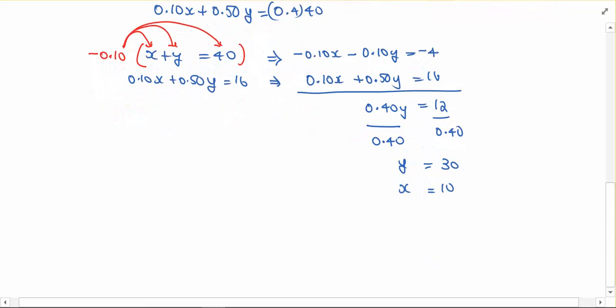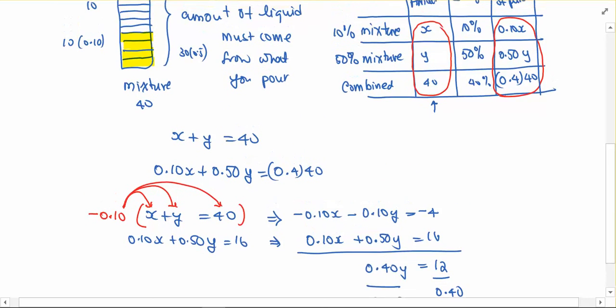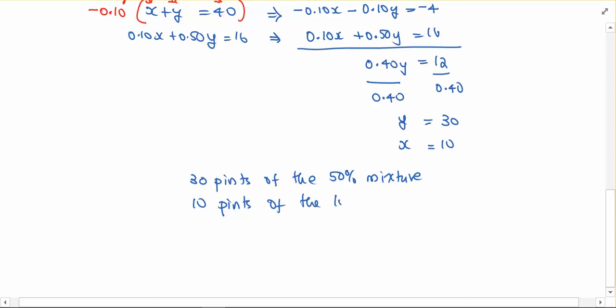Okay, so now report your answers. So we need, y was what? Y was the 50% mixture, so we need 30 pints of the 50% mixture and 10 pints of the 10% mixture.